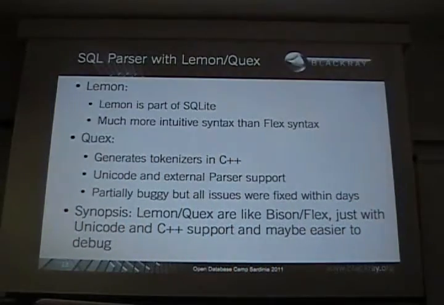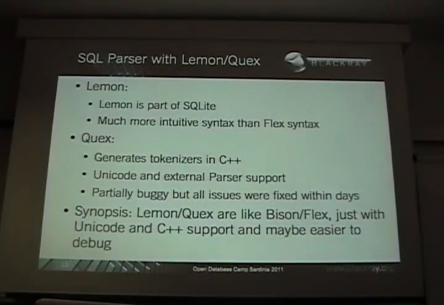Lemon is a replacement for Flex. The syntax is much more readable than Flex, it supports Unicode, and it's part of SQLite. What we like about the toolchain is it's just one file, so when you have to bootstrap your toolchain, it's very, very simple. Quex is then used to generate the tokenizer. It's written in C++.